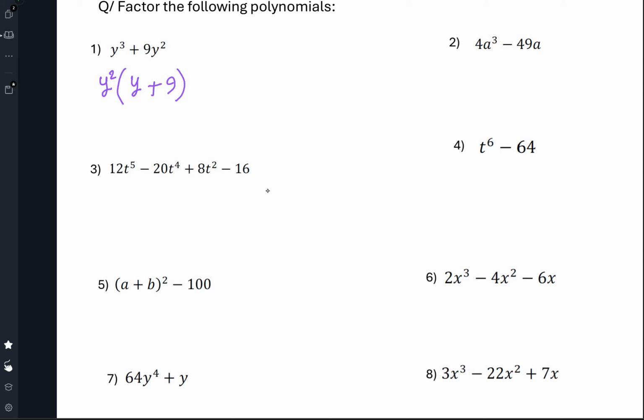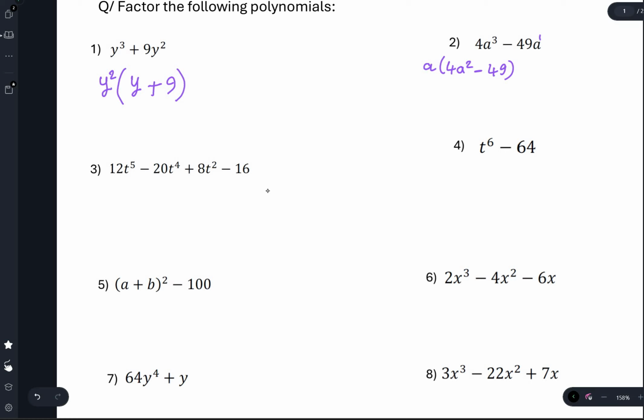Second one, I have 4a power 3 minus 49a. 4 and 49, one of them is an odd number, one is even. There is no number in common, so we cannot factor 49 and 4. But a power 3 and a power 1, we can factor a, since a is in common in both of them. So if I factor a, when you divide the powers, you get 4a power 2 minus 49, because you took out a.